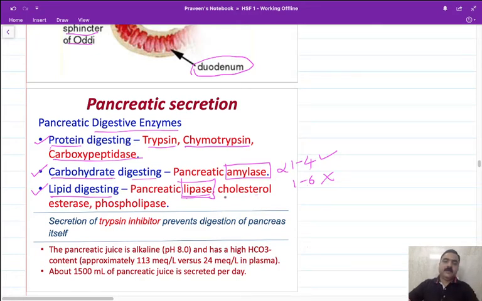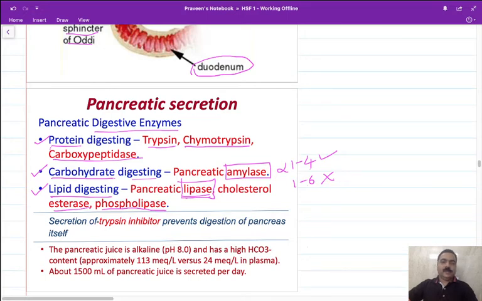Okay, and to break down the cholesterol ester, the bond of the cholesterol with another fatty acid, we have what? Cholesterol esterase. And to break down the phospholipids, okay, we have the phospholipase. So these are the major lipid digesting enzymes. Okay, so these are the major digesting enzymes from the pancreas.